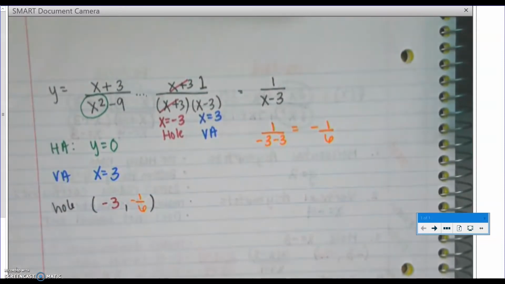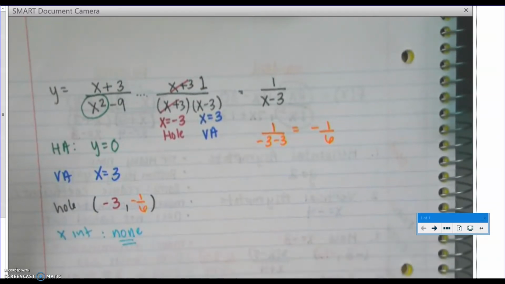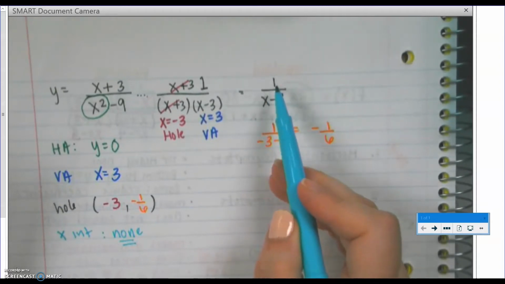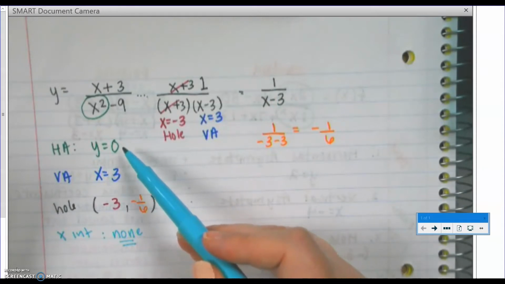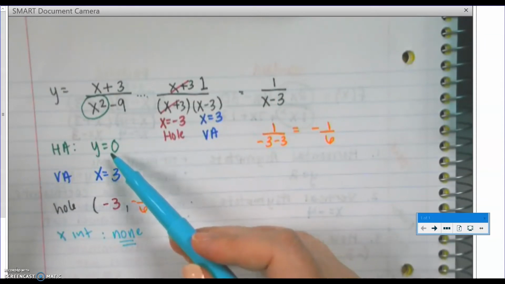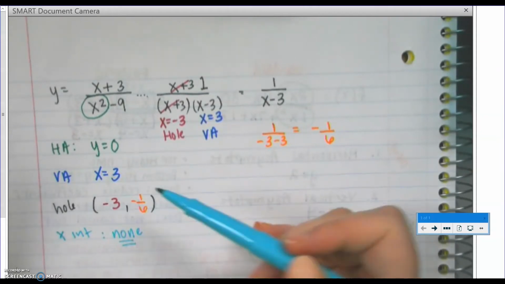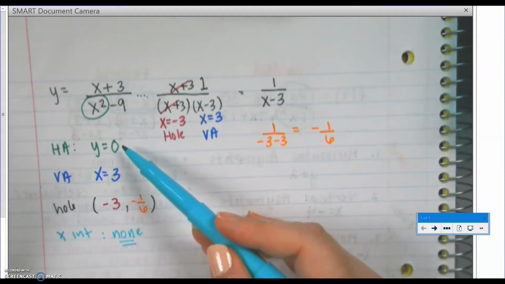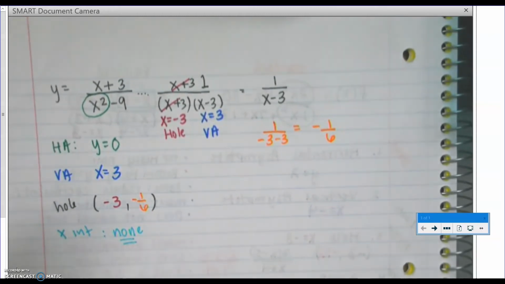All right, my x-intercept, I don't have any factors left in the numerator. So I actually have no x-intercepts, because 1 cannot equal 0. And that should make sense because I have a horizontal asymptote. y equals 0 is the x-axis, so that means my graph is not crossing that line anyway. So anytime you have a horizontal asymptote at 0, it's very possible that you'll have no x-intercept.